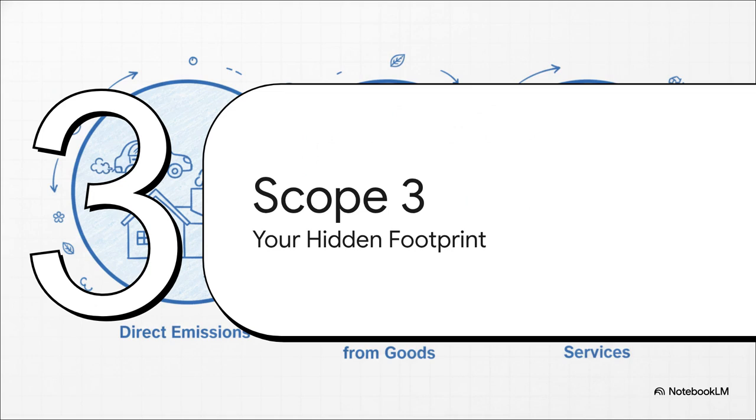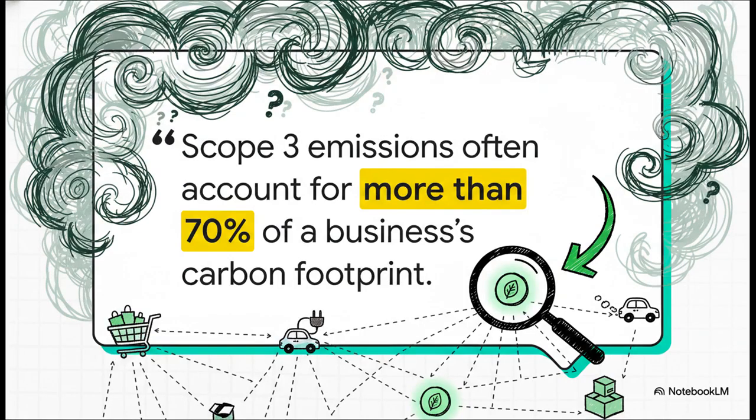Okay, now for the really big one, the biggest piece of the entire puzzle, and honestly, the one that's the hardest to see. We're talking about scope 3. And this is where things get really interesting. Now, this stat here is talking about businesses, but the principle is exactly the same for us as people. For most of us, the vast majority of our total carbon footprint is hiding in this 3rd category. So here's the bottom line. If you ignore scope 3, you are missing most of the picture, period.